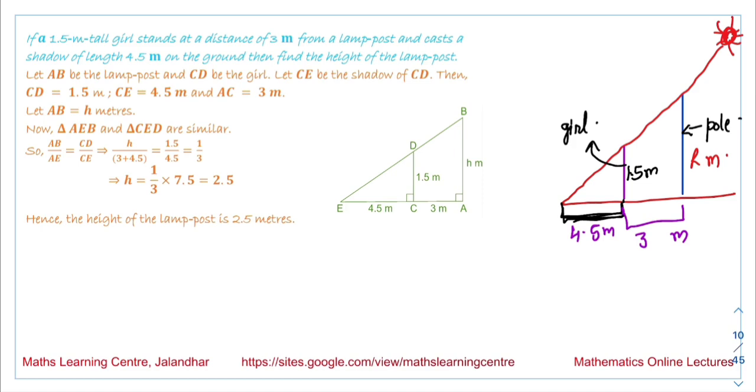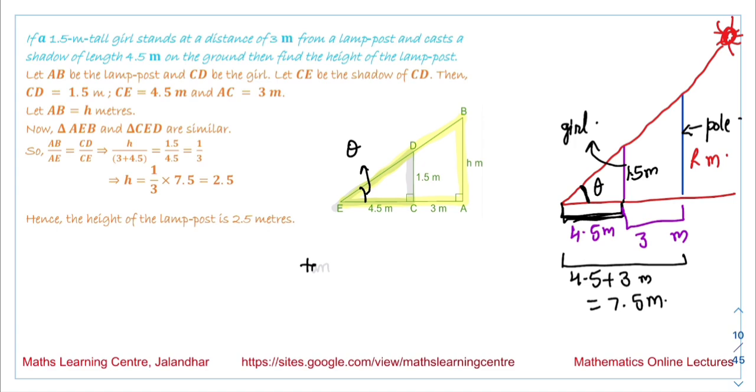Now suppose the angle of elevation of the sun is theta. If we talk about this whole length over here, that will be 4.5 plus 3 meter, which is equal to 7.5 meter. This value is 3 meter over here. So we have two triangles now. One is the triangle ECD, and the second triangle is EAB. This angle we have considered is theta.